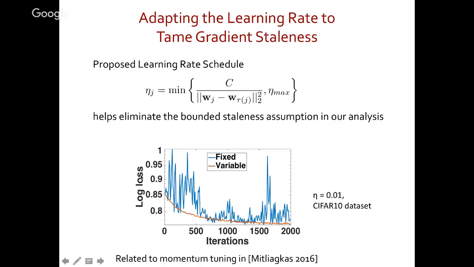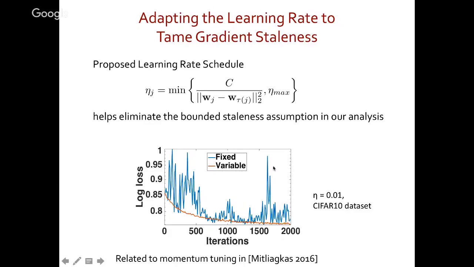And in practice, if we use this kind of learning rate, then we can get much better convergence. Here I'm plotting the error versus number of iterations for the fixed learning rate, which is shown in blue, and the orange curve shows this variable learning rate with the same eta max. The eta max is fixed to 0.01 in both of these curves. What we can observe is that by compensating for staleness using this strategy, you can get very stable convergence and a low error floor as well.